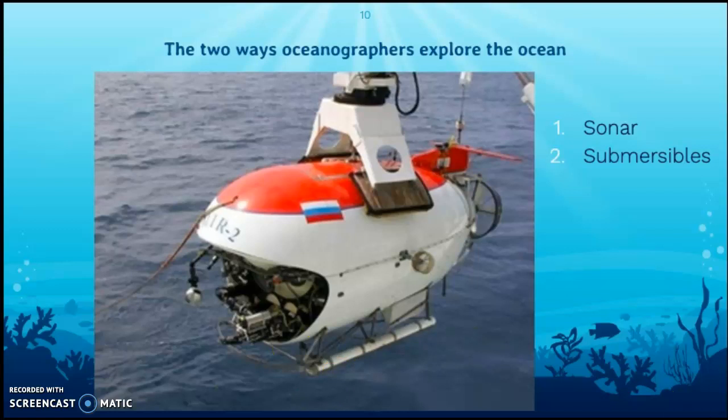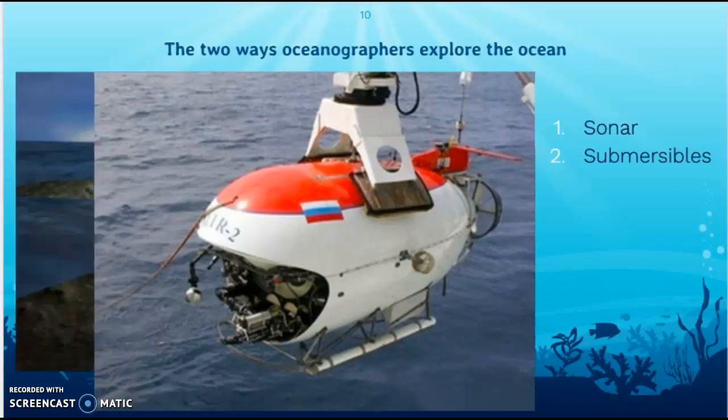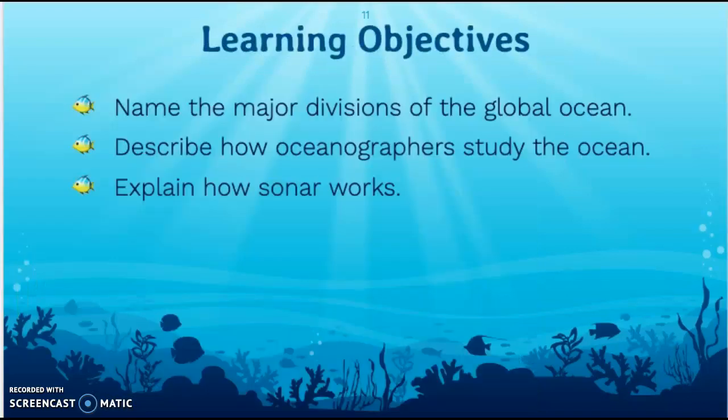So here are, again, the learning objectives for this video. Name the five major divisions of the global ocean: the Pacific, the Atlantic, the Indian, the Southern, and the Arctic oceans are those five. Describe how oceanographers study the ocean. They have two ways. They can use sonar or they can use submersibles. And explain how sonar works.